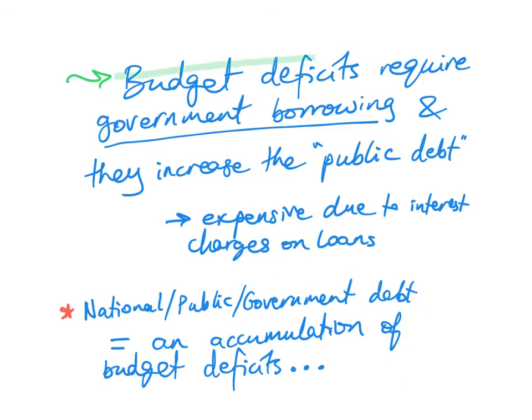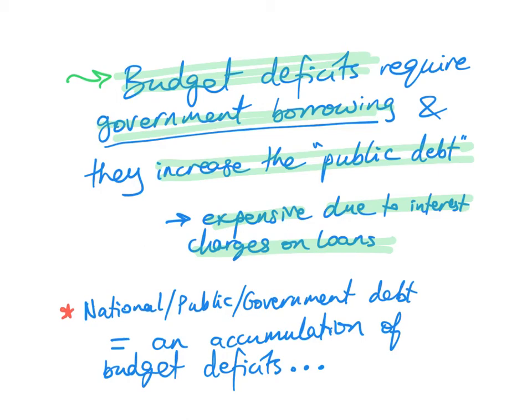Now, a budget deficit is a situation where your expenditure exceeds your revenue. How are you going to finance that? Well, it requires government borrowing. The government has to borrow in order to pay for this increased expenditure that exceeds its revenue, and therefore budget deficits will increase the public debt. Budget deficits and increasing the public debt is very expensive because on these loans that you take out, you have to pay interest. So there are interest charges on these loans.